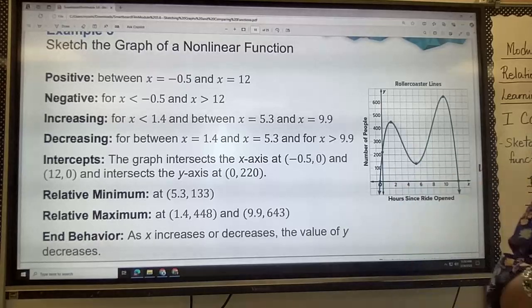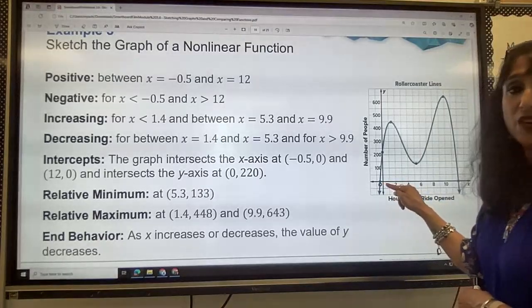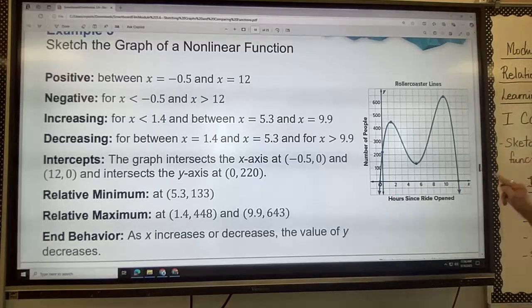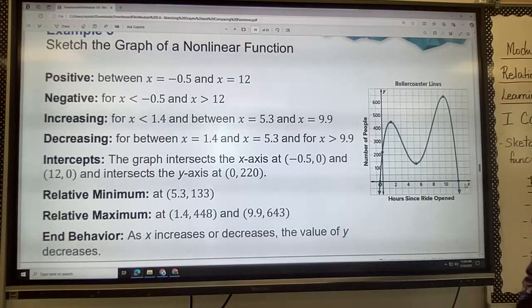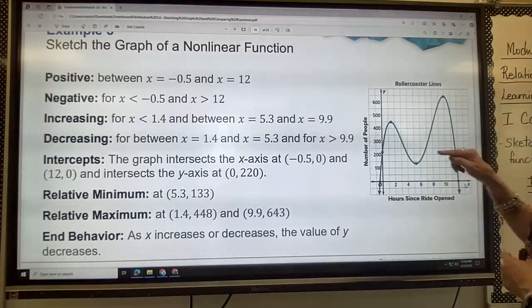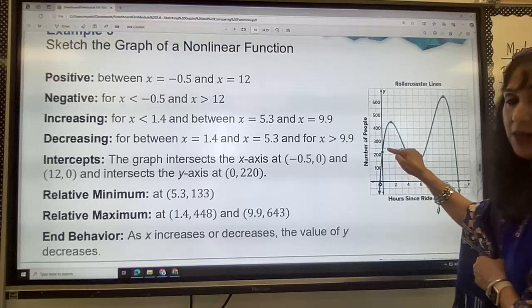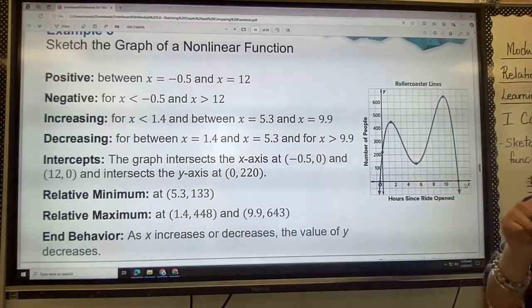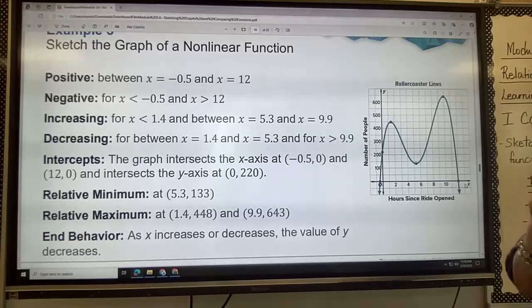Where are the intercepts? The graph intersects the x-axis at (-5/10, 0) and (12, 0). So this is the x-intercept. And then it intersects the y-axis at (0, 220). So this is the y-intercept. Okay, so it's giving me all these key features. What is the relative minimum? So relative minimum, we have definitely over here, we have 5 3/10.